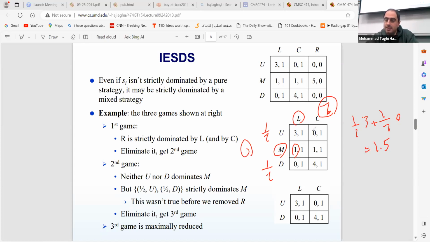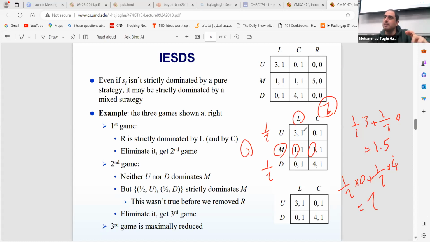What about if this second player is doing C? In this case, it gets half 0 plus half times 4, which would be 2. Again, more than 1 that you will get. So in this case, none of them in the pure sense could dominate that, which was answering your question.